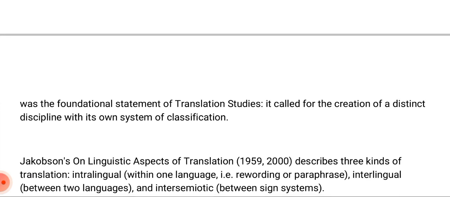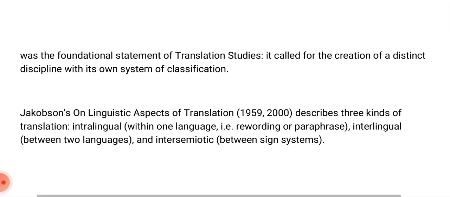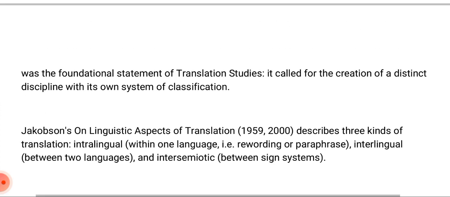And Jakobson's On Linguistic Aspects of Translation, which was first published in 1959 maybe, and later in 2000, describes three kinds of translation. First is intralingual. Intralingual means within one language, that is rewording or paraphrase. Second is interlingual, which is done between two languages. And number three is intersemiotic, which is done between sign systems. So that is a brief discussion on translation studies.